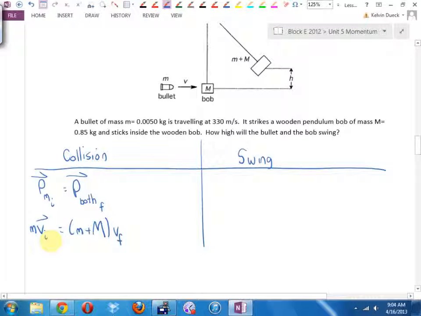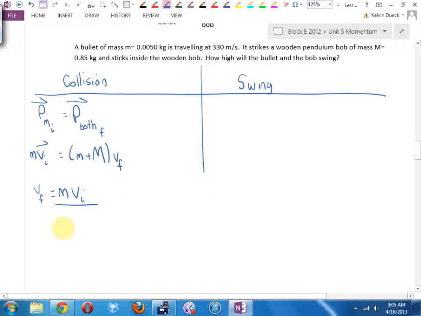And what we'd like to do is find V final. We'd like to find how fast they move off after the collision. Why? Because that's going to tell us how much kinetic energy they had. And I think all of that kinetic energy, when they swing up, is going to turn into what type of energy? Potential, because at the top of the swing, how fast will they be traveling for a split second? 0. And even though it's a curvy path, for energy, we don't care, because energy is a scalar. Ooh. I think V final is going to be little m V initial divided by little m plus big M.